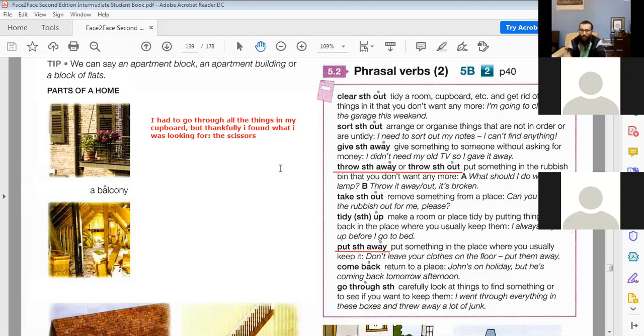So when you're looking for something, it means this is a specific thing you want to use. That's why you're looking for it. It's one item. But when you go through something, or you go through a box, or you go through your things, you're trying to classify them. I want this. I don't want this. With the things you want, you'll put them in the right place. You'll put them away. With the things you don't want, you can throw them away. Put them away. Throw them away.